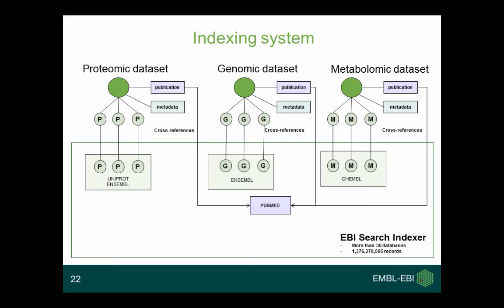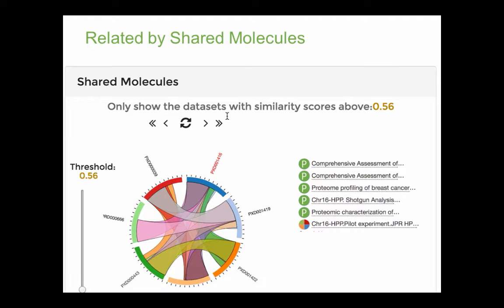We map all of this then to reference databases, UniProt or Ensembl or ChEMBL or ChEBI, to be able to make cross connections between the different data sets. And this really allows us to do something nice like this. We have another relationship type between data sets, completely independent of the metadata, and that is by shared molecules.